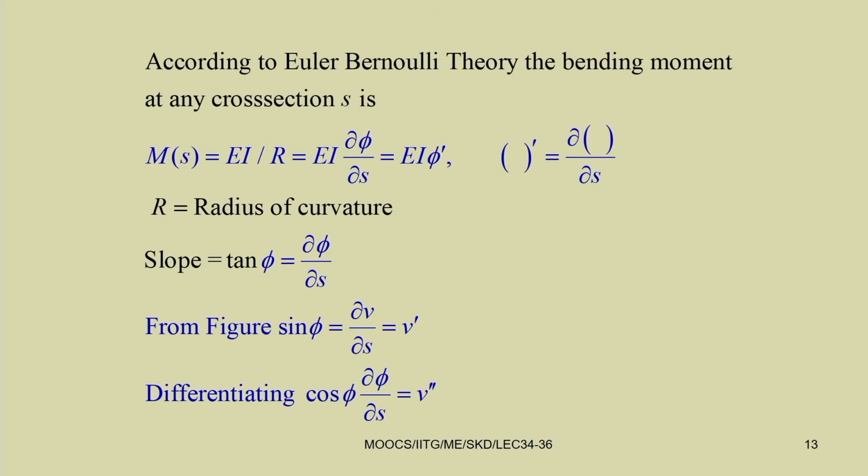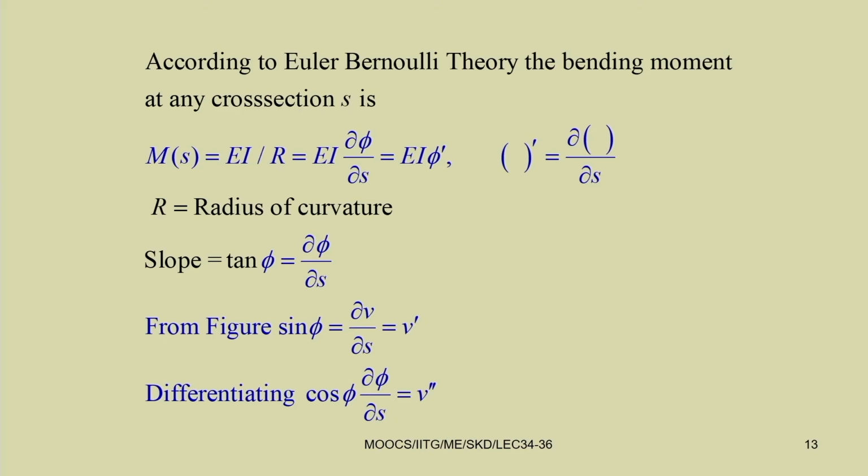R is the radius of curvature. So, slope we can find, that is tan phi. So, tan phi will be equal to del phi by del s. So, from this figure already I have shown you that sin phi equal to del v by del s or v dash.